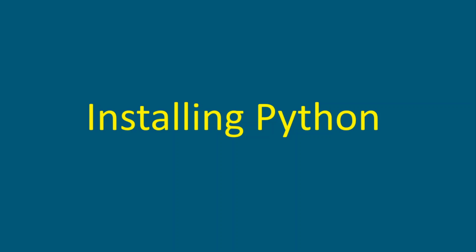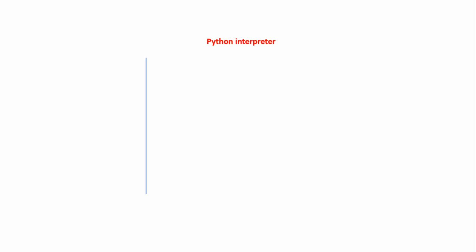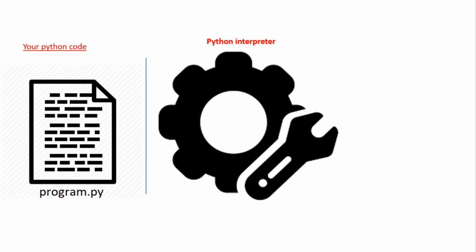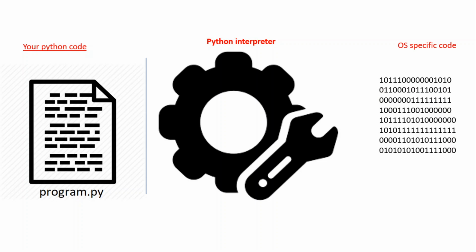The first thing you need is the Python software. In other words, you need a Python interpreter. A Python interpreter is a piece of software that understands your Python code and then translates it to appropriate machine language that your computer's operating system can understand.